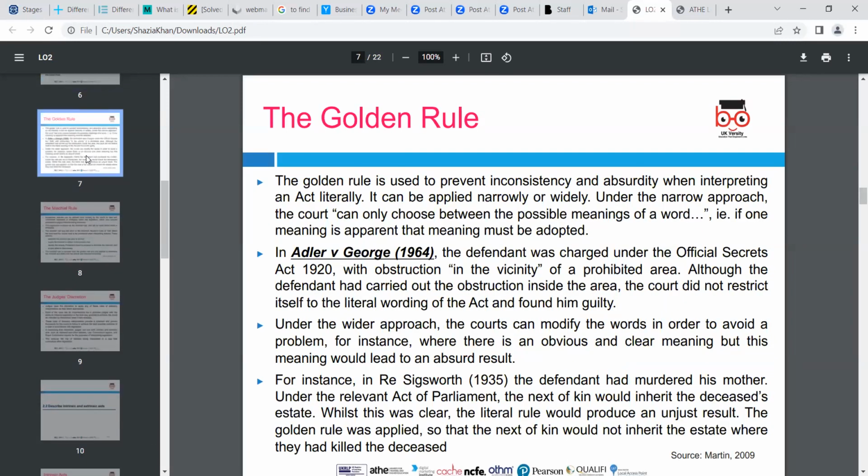So, the golden rule. The golden rule is used to prevent inconsistency and absurdity when interpreting an act literally. It can be applied narrowly or widely. Under the narrow approach, the court can choose between the possible meanings of a word. If only one meaning is apparent, that meaning must be adopted.